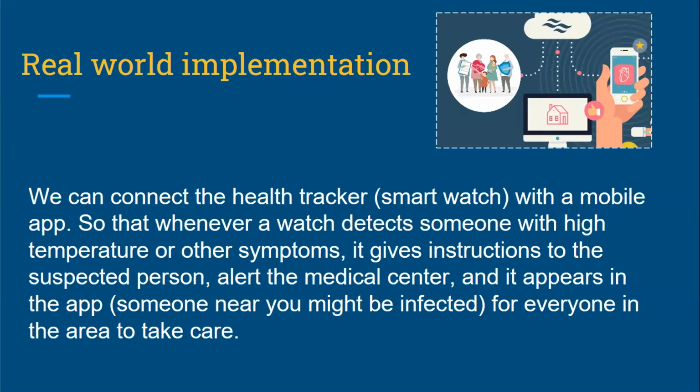And to make it more beneficial, we can connect the health tracker or smartwatch with a mobile app so that whenever a watch detects someone with high temperature or other symptoms, it gives instructions to the suspected person, the person that might be infected, alerts the medical center, and it appears in the app as someone near you might be infected for everyone in the area to take care. For example, if someone in a certain building had some symptoms and might be infected, the app will alert everyone in the building so that they take care and be careful.